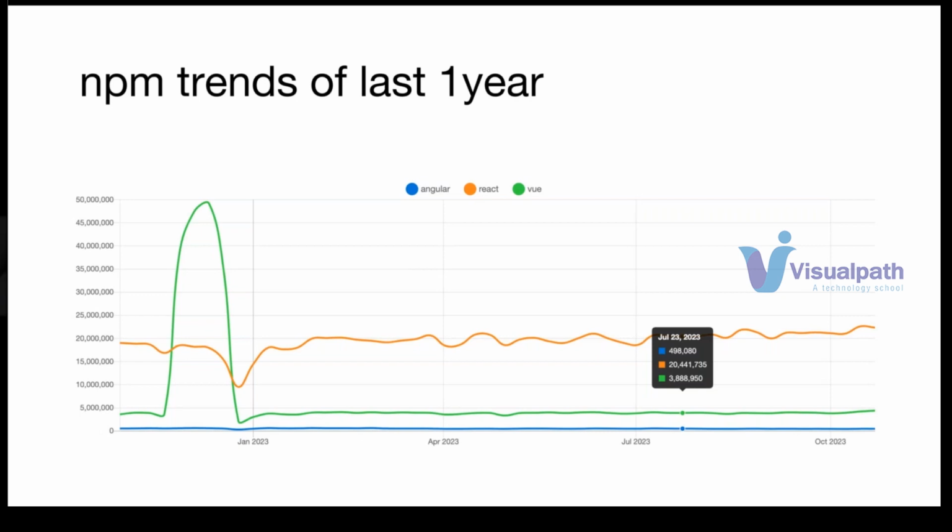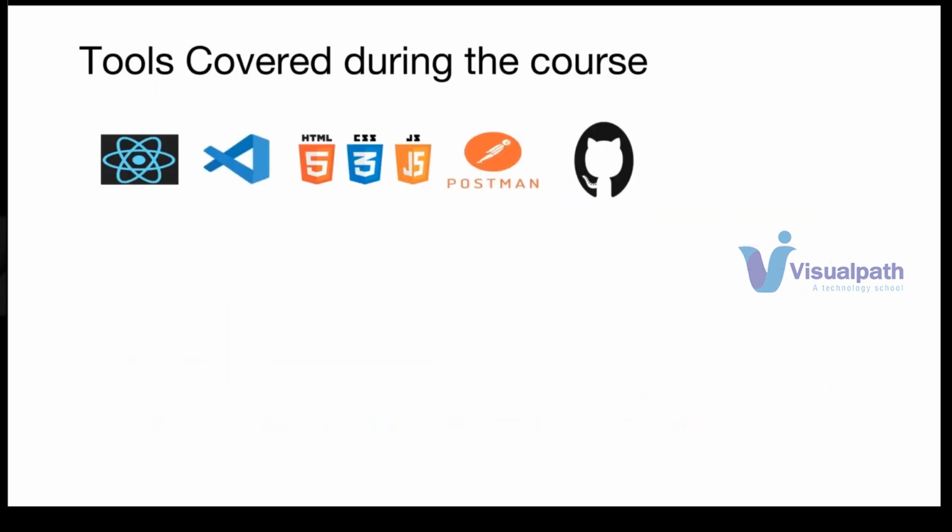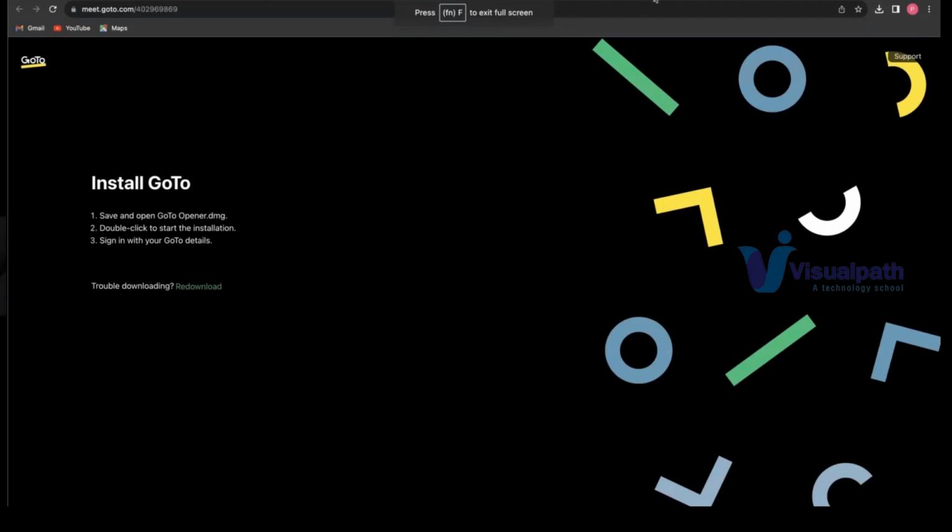During our demo, what are the tools we are going to cover? This is Visual Studio, where we'll be learning HTML, CSS, and JavaScript. Then Postman. Let me check whether I have Postman or not. Sorry, Postman.